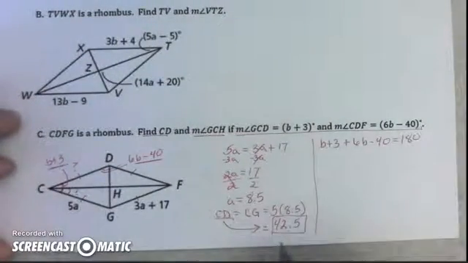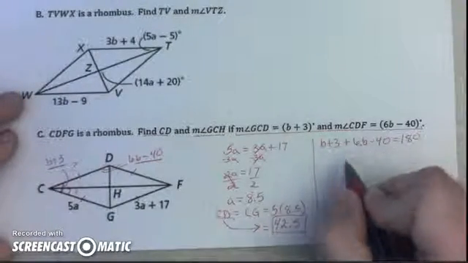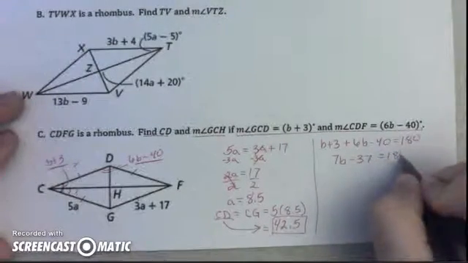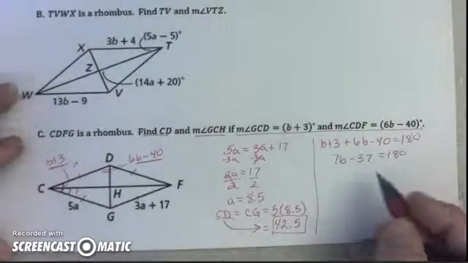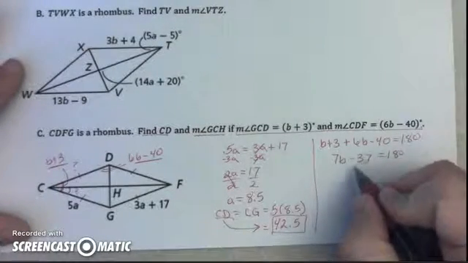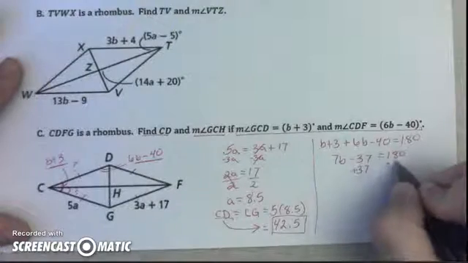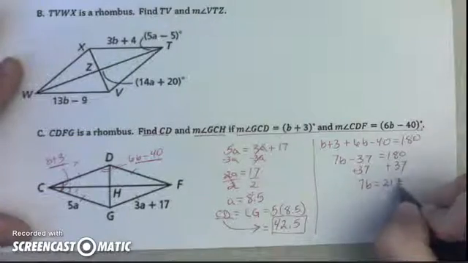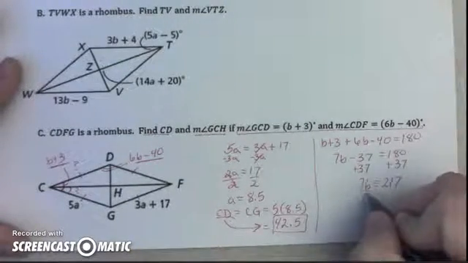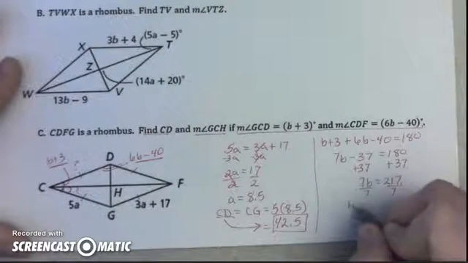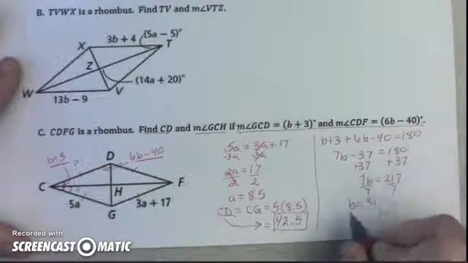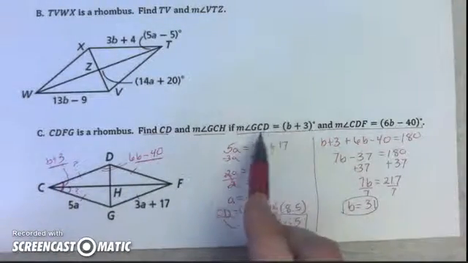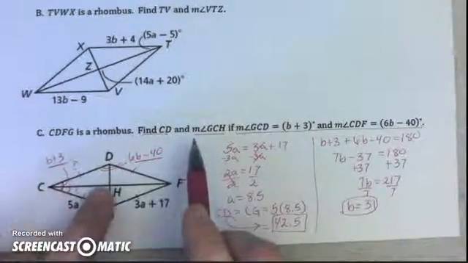Now, some of you might just combine like terms directly, and you might get 7B minus 37 equals 180. And then we simply solve for B. The first step is to cancel out the minus 37 by adding 37. We get 7B equals 217. And then we divide both sides by 7, and we get that B equals 31. But that's not your final answer. Remember, you want to plug that in to be able to find the measure of angle GCH.